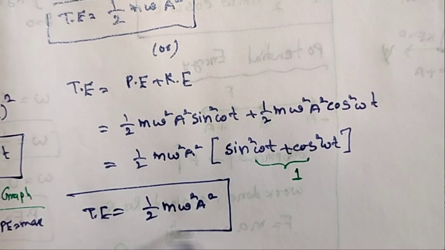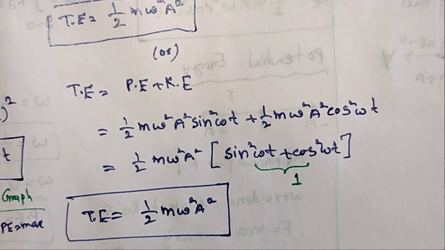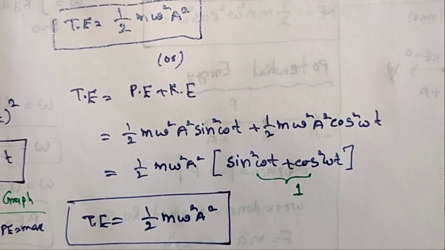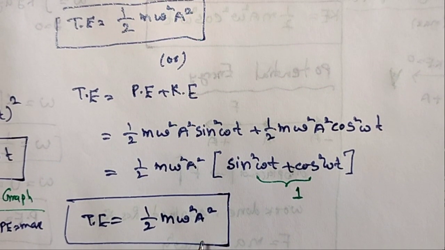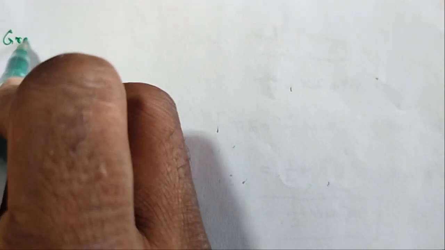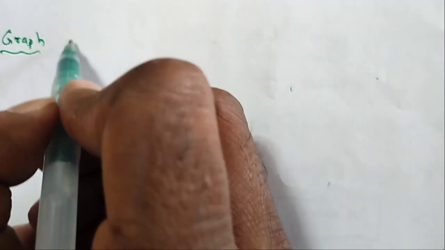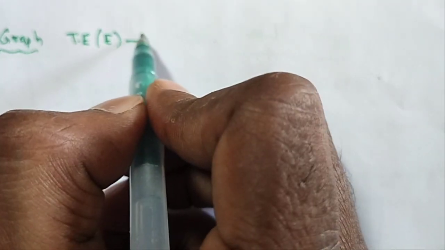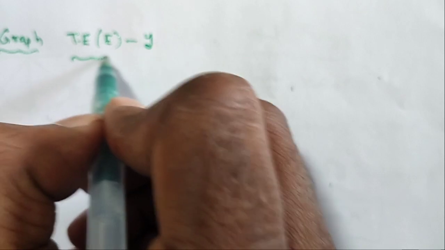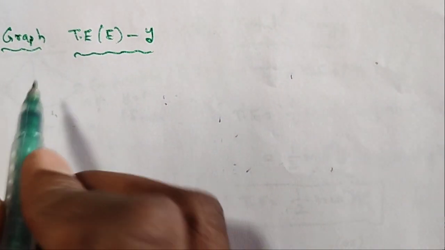What is the total energy? 1 by 2 m omega square a square, where omega is the angular frequency and a is the amplitude. So now the graph. What is the graph? The graph of total energy capital E and displacement.